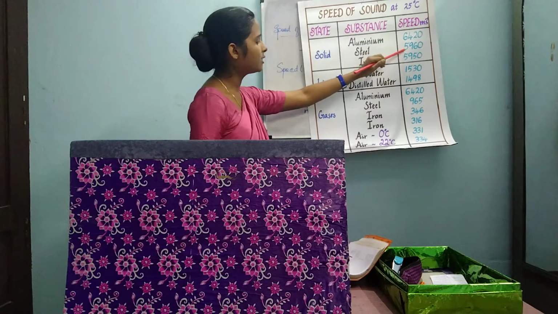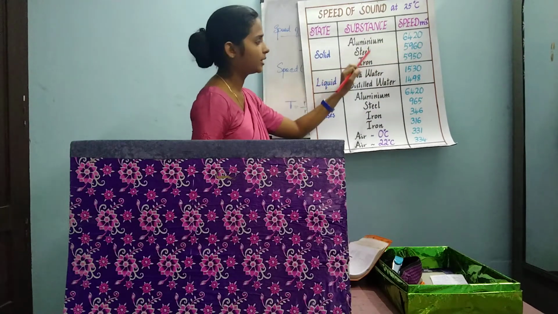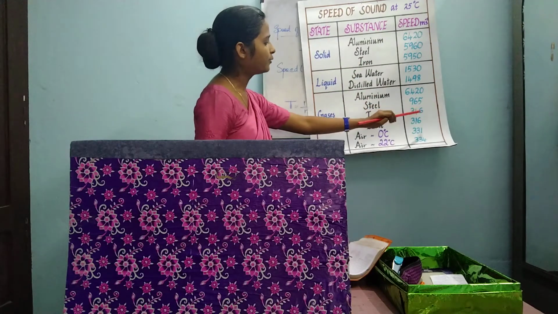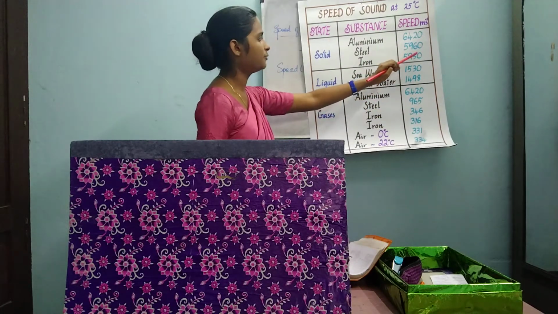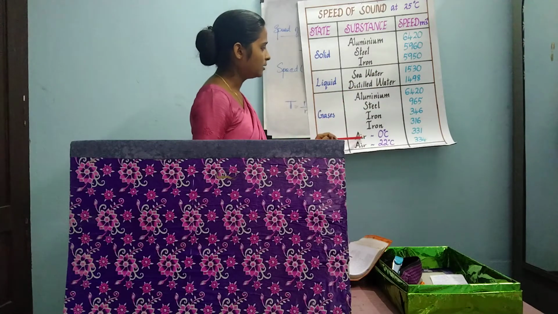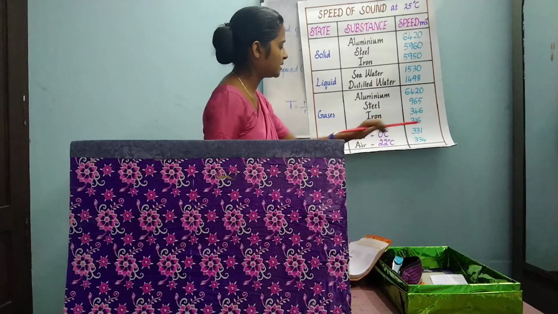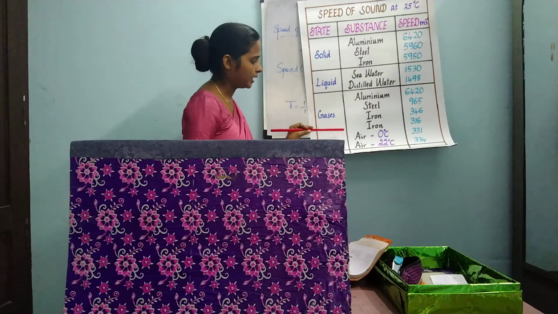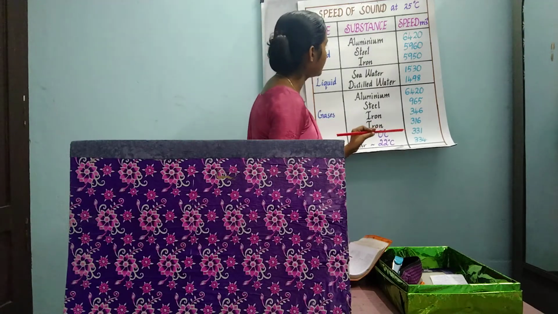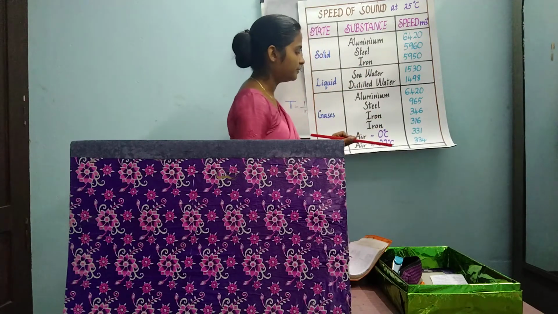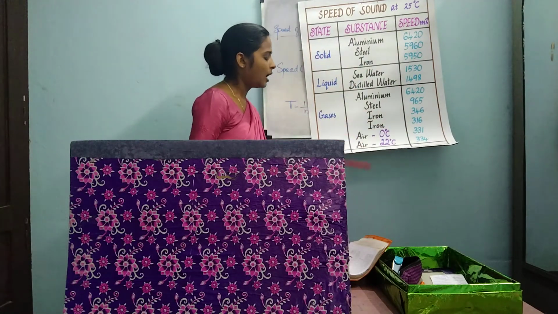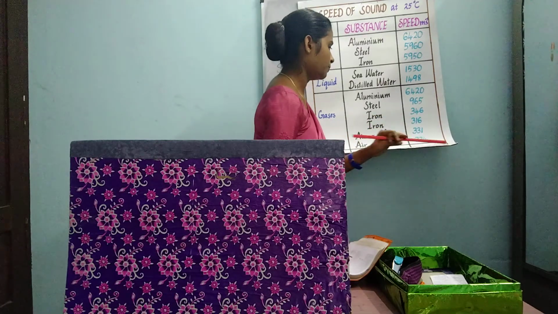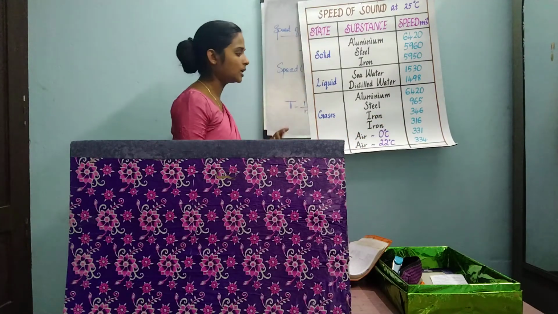In steel, here 5960, don't forget it, compare it. And in iron, here 5950, and another iron 360. If in air at 0 degrees Celsius, the speed of sound will be 331. At 22 degrees Celsius, it will be 334. Only three numbers are increased.